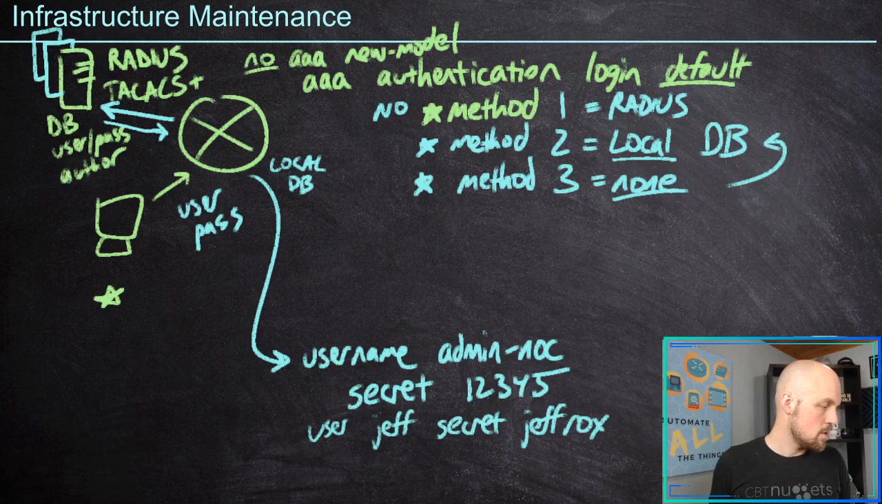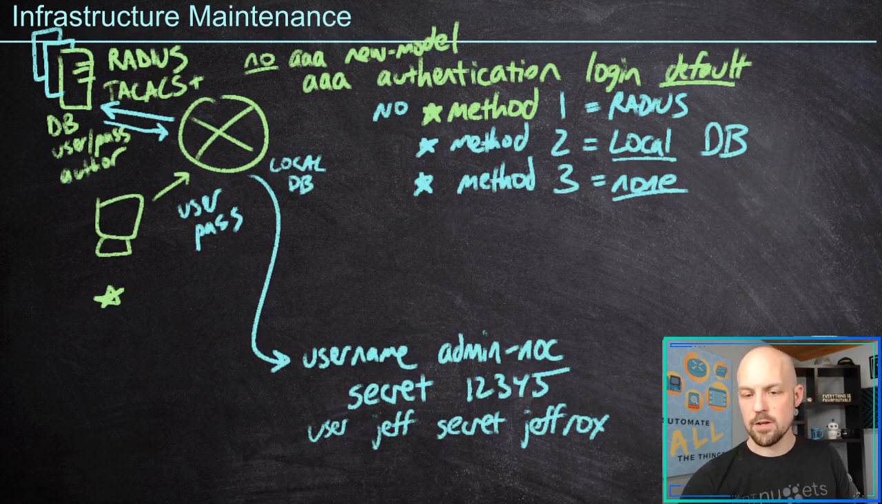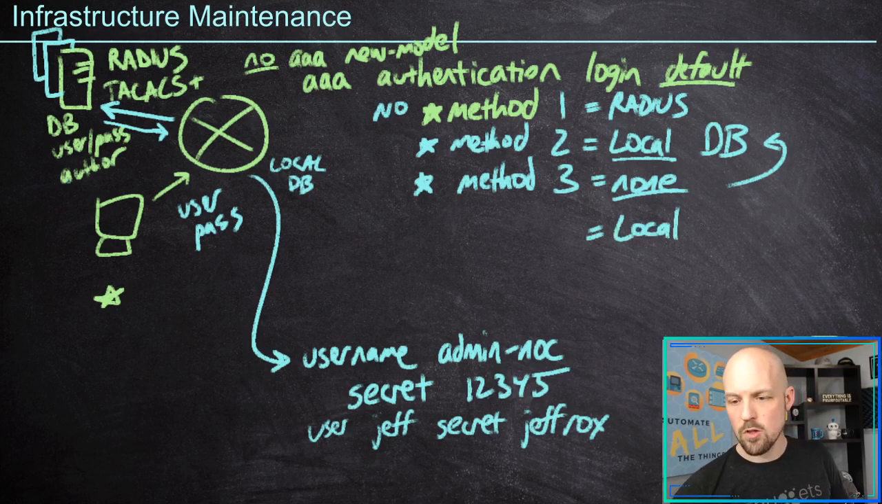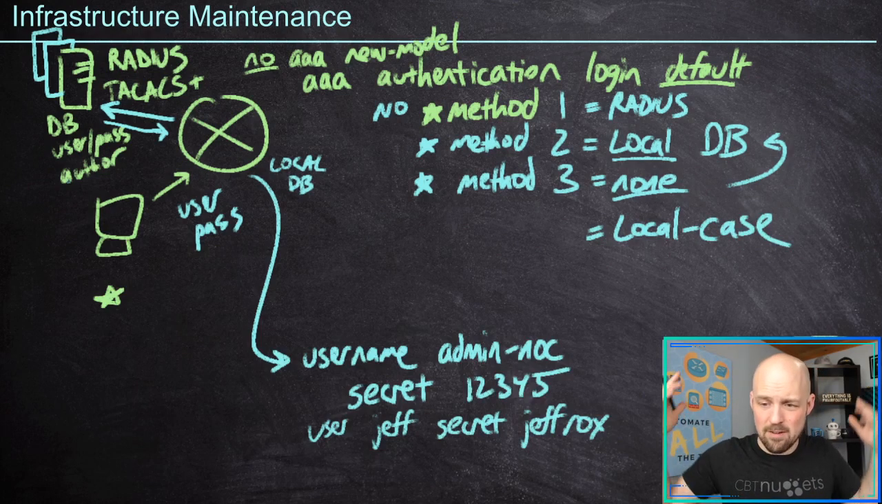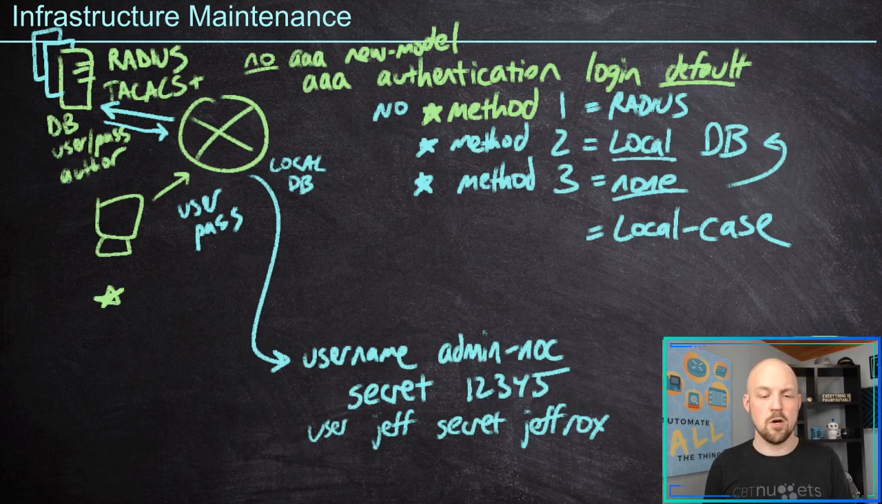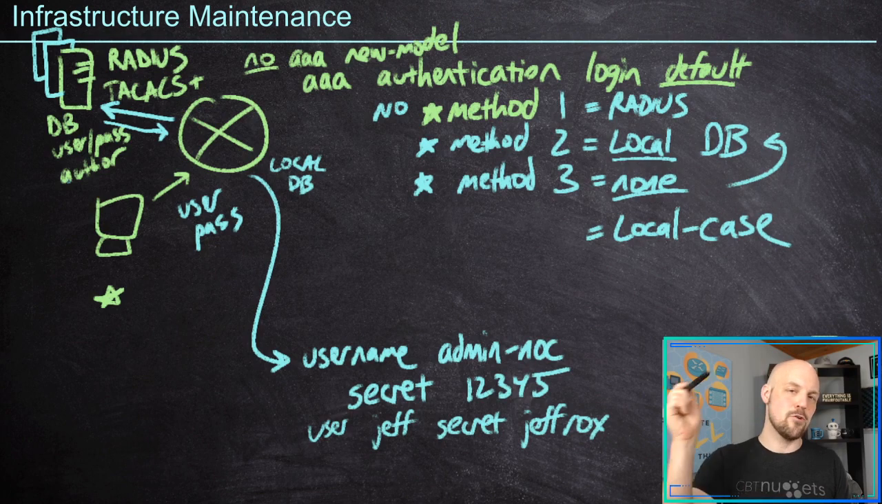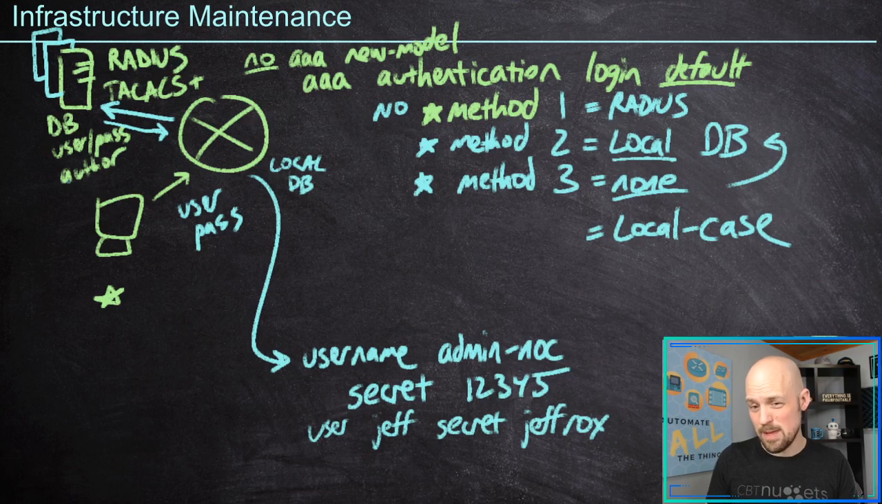All right, what are some other options that we have? We do have another method, and this is an interesting one, local case. So now I can make the username be case sensitive. I don't know why we have that option, but okay. If I just do local as my option, then I can type admin with a capital A, or Jeff with a capital J, and it would accept me. But if I do local case, I have to enter my username case sensitive. I don't know, there's no real best practice around that, I don't think.